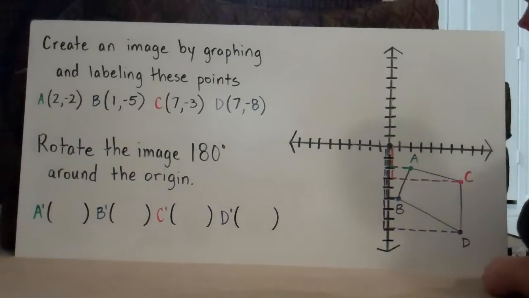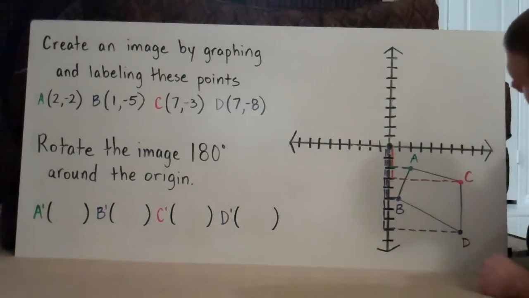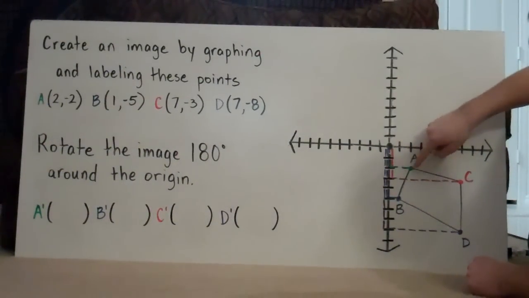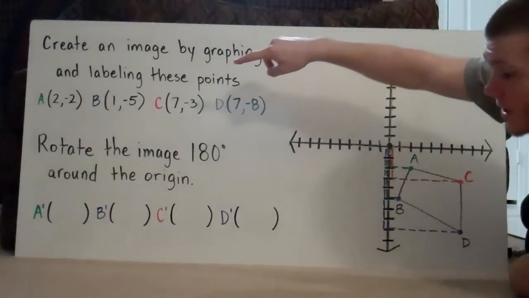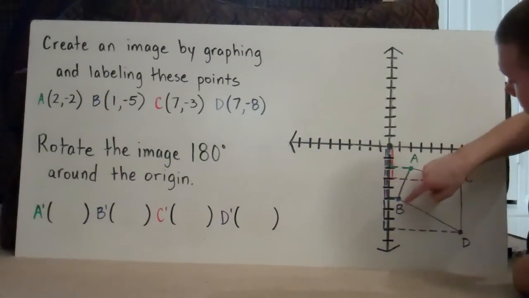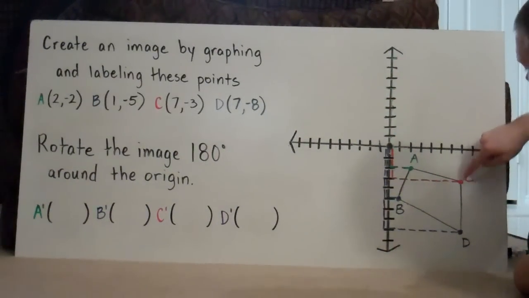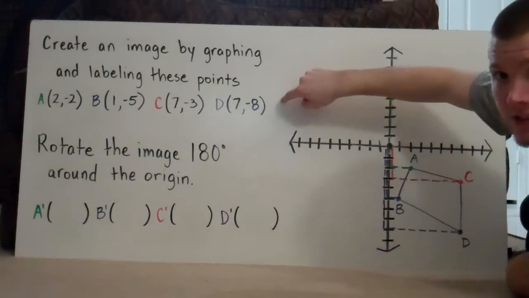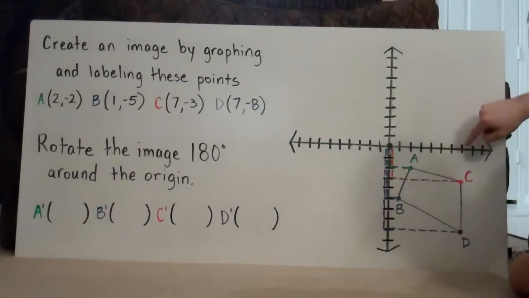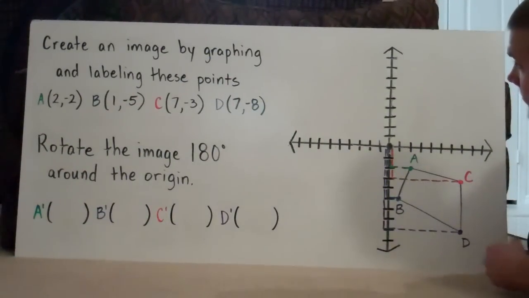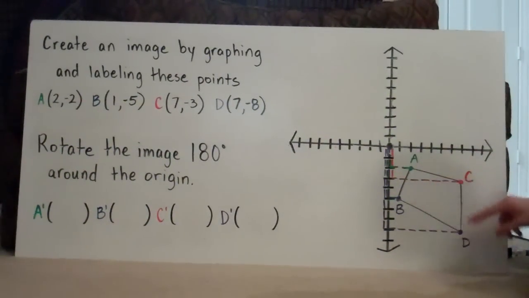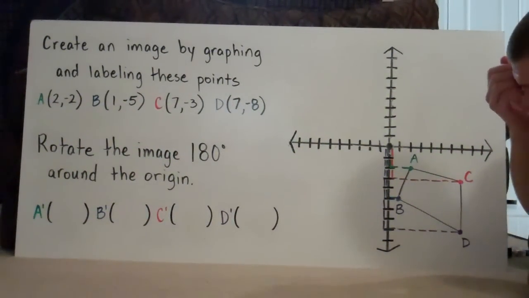Now you have to create an image by graphing and labeling these points. I've already got it done for you. I've got point A at 2, -2, point B at 1, -5, point C at 7, -3, and point D at 7, -8. So there's my polygon, there's my four-sided figure.